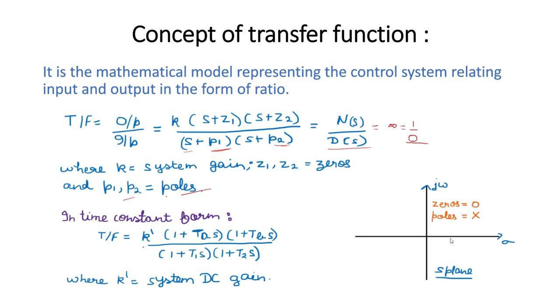This is your s plane where zeros are denoted by this and poles are denoted by a cross. In time constant form, this is the time constant form. See the difference. Here it is written s plus z1 and here it is written 1 plus tau s. So this is the time constant form. And now the resultant gain, this system gain, is also known as DC gain. This is a very important thing to remember. To find the DC gain of a system, you have to convert the transfer function into time constant form like this.